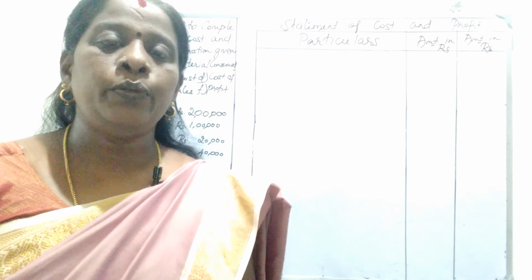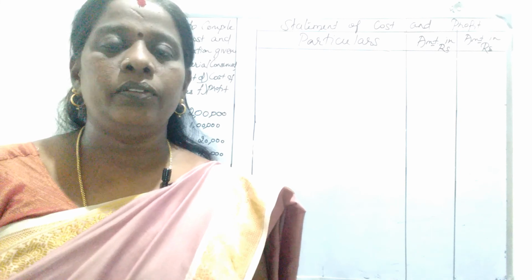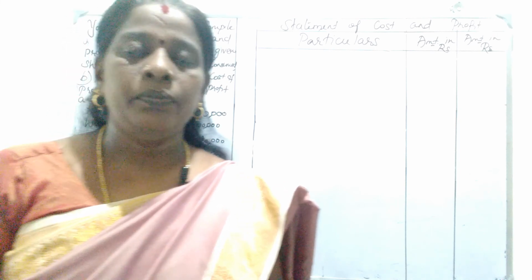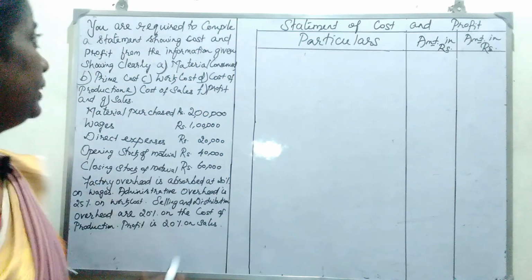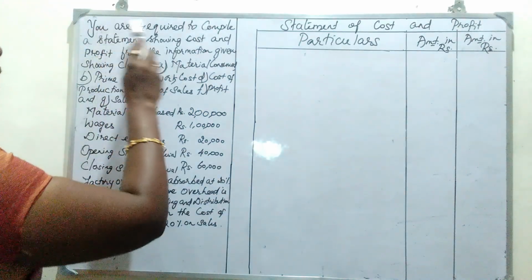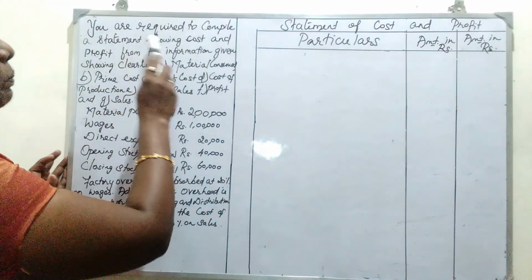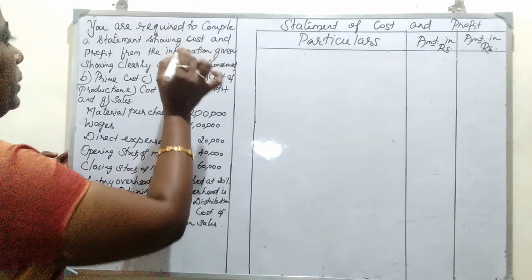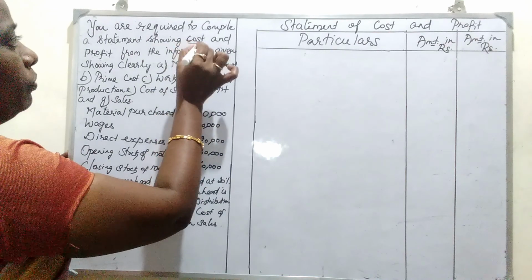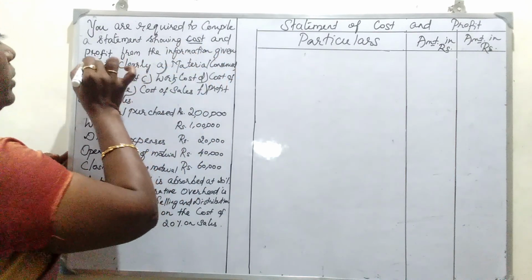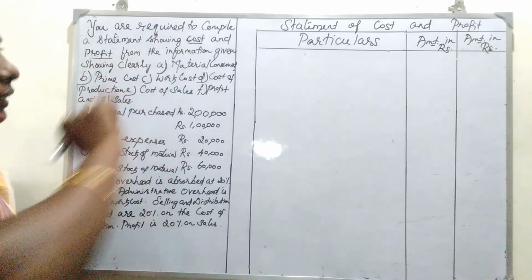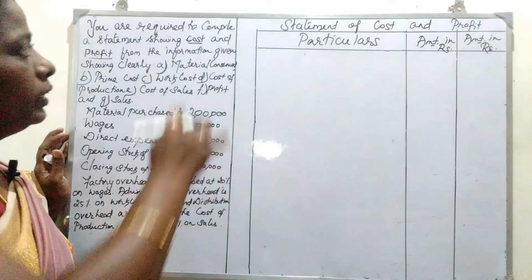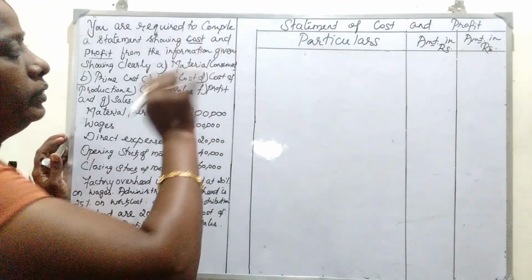In this class, let's see the cost sheet practical problem. Here is how to prepare a cost sheet from the given problem. Okay, let's see the problem. You are required to compile a statement showing cost and profit from the information given. So we have to find the total cost and profit of the business: in the production process, how much profit they earned and what the total cost incurred.